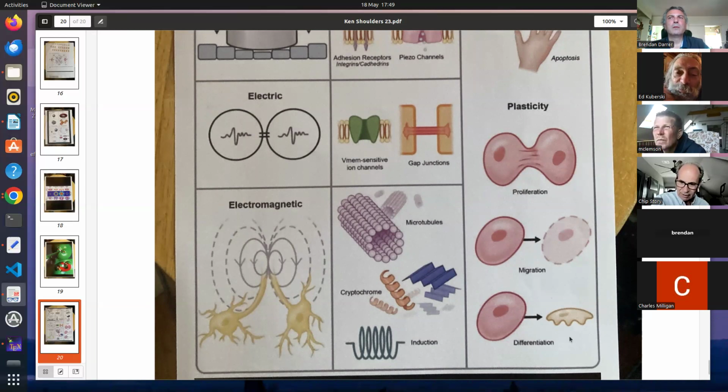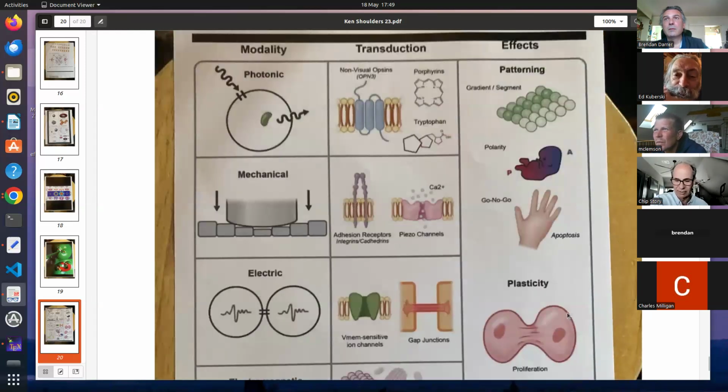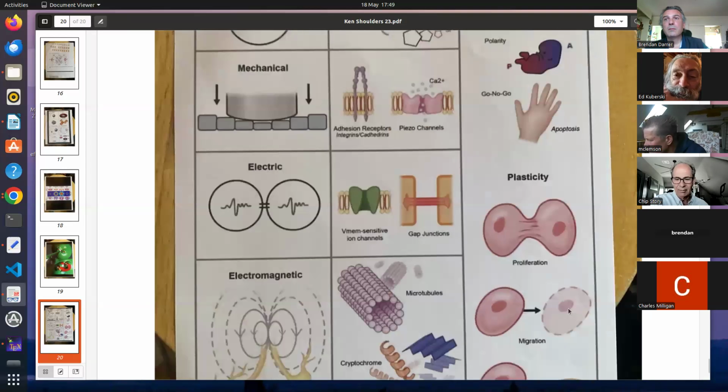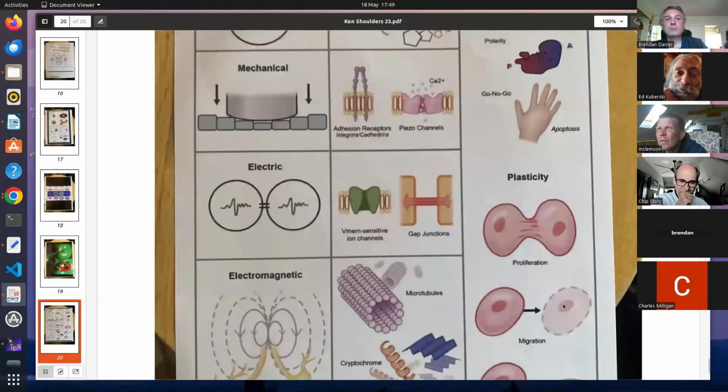Yeah, I don't understand the plasticity thing, but differentiation, migration, proliferation, plasticity, apoptosis. Yeah, apoptosis is cellular death, programmed cellular death. Polarities. Wow, threw all the spaghetti on the wall. Yeah, it's pretty cool work.